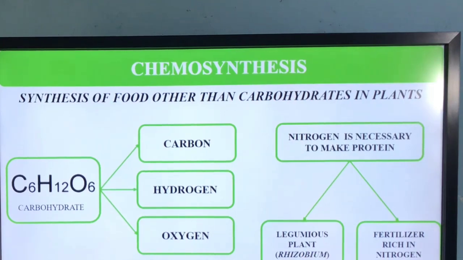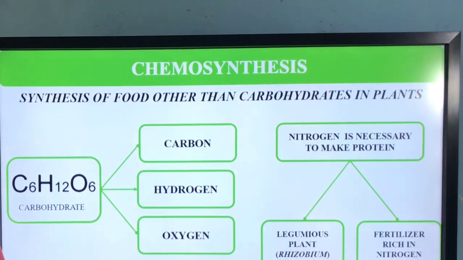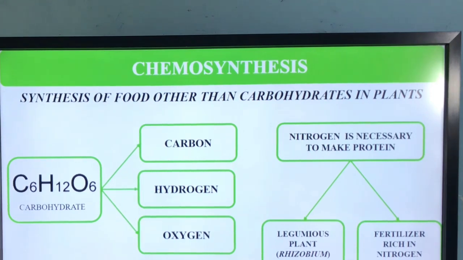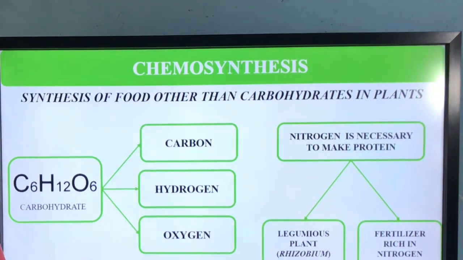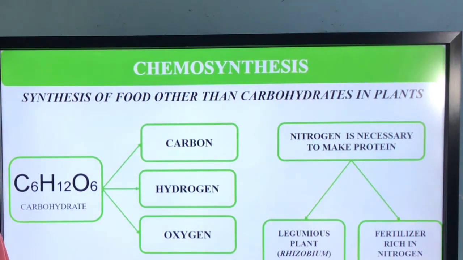Now let us discuss the synthesis of food other than carbohydrate. You know that plants prepare their food in the form of carbohydrate. In carbohydrate, there are some elements like carbon, hydrogen and oxygen. So with the help of these elements, the plant prepares other components of food like protein and fat. But for the synthesis of protein, the plant needs nitrogen.